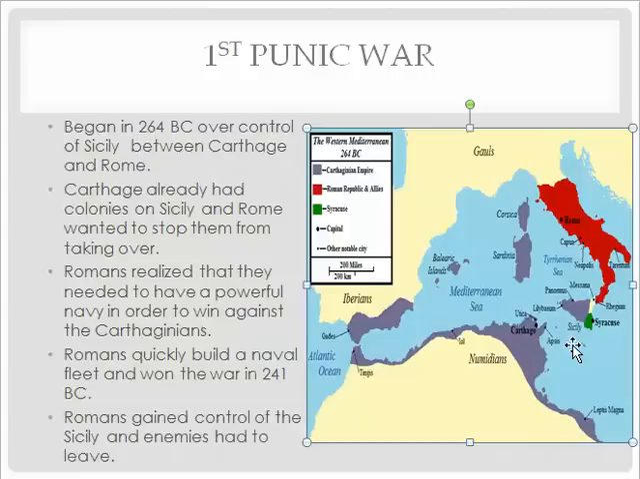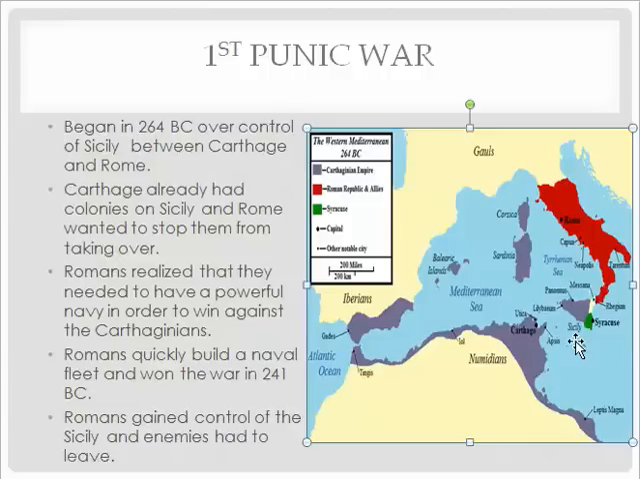So Romans realized that they needed to have a powerful navy in order to win against the Carthaginians. See, the Carthaginians, they were known for their powerful naval fleet. So Rome invades, in essence, Sicily. Carthaginians are like, wait, dude, we're already here. What are you doing? And Rome's like, well, we're here too now, so tough. And so the Carthaginians actually beat them in the beginning because their naval power was so immense.